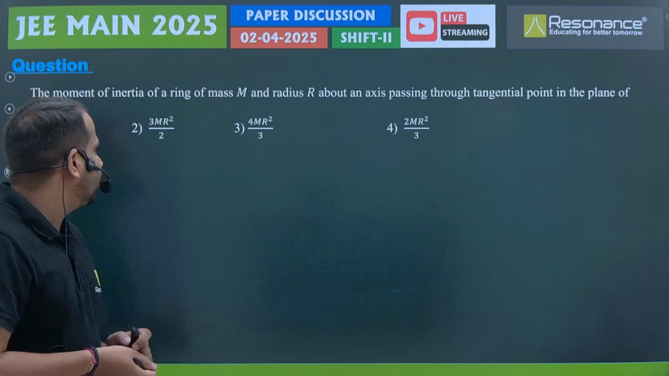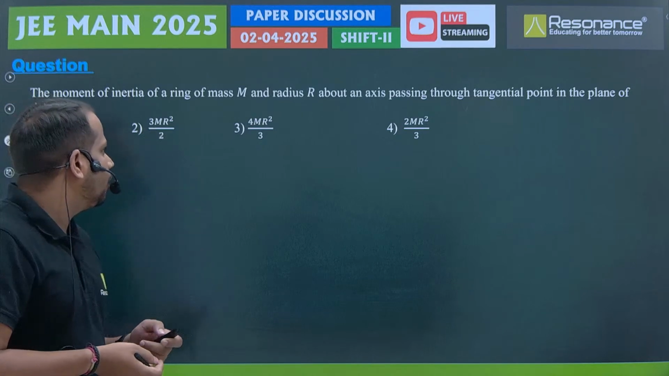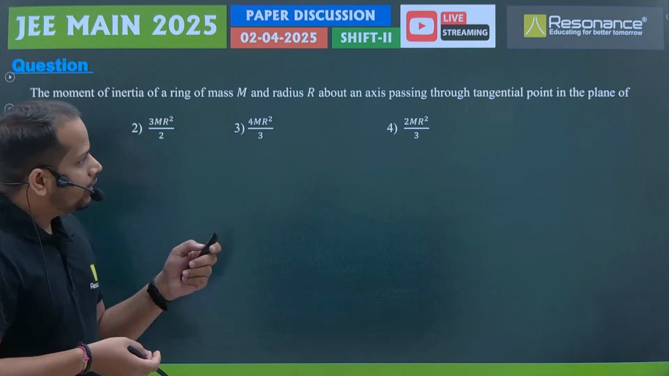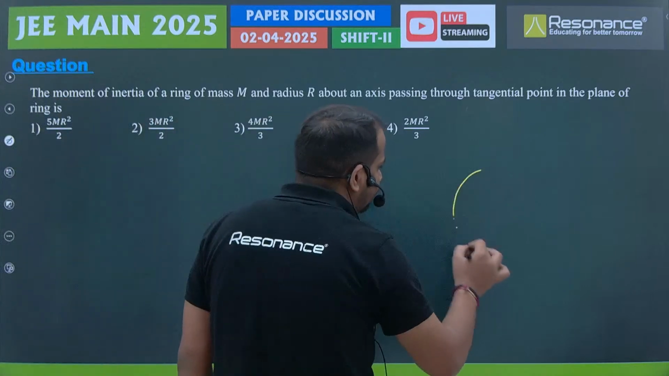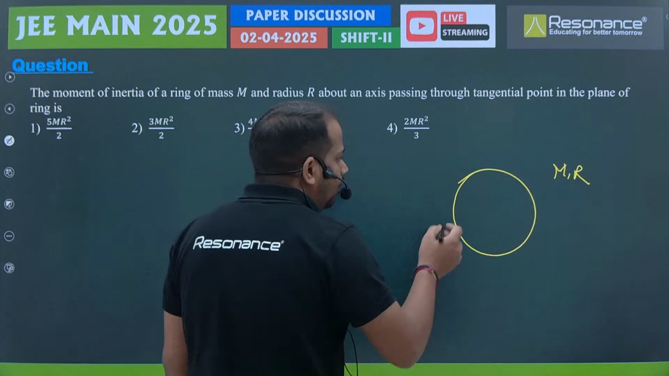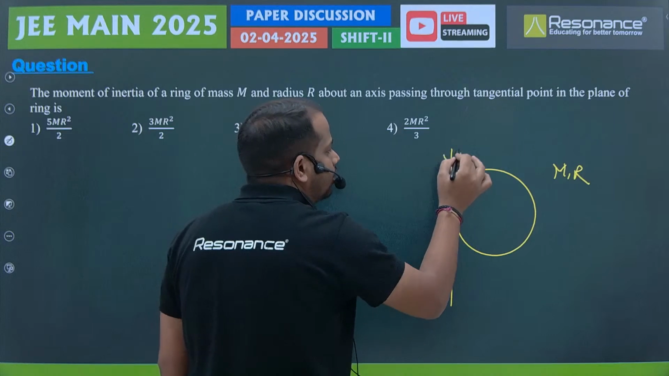The moment of inertia, this is from rigid body dynamics. The moment of inertia of a ring of mass m and radius r about an axis passing through a tangential point in the plane of the ring, right? So let's have a ring over here. This is the ring we have. The mass of this ring is m, and the radius is R. So we have to find the moment of inertia about this axis.